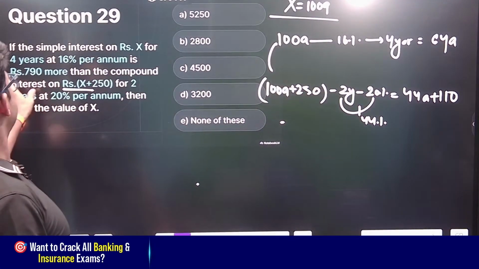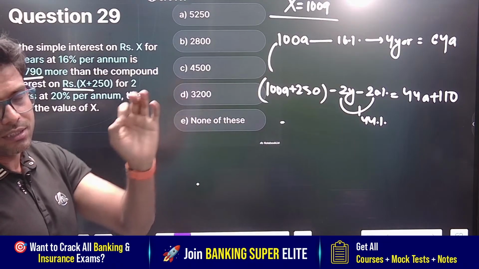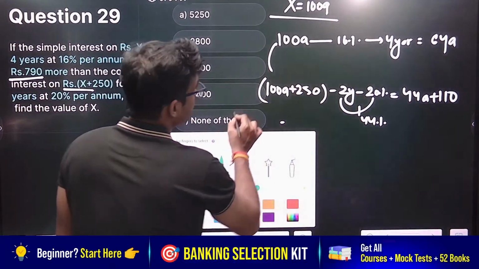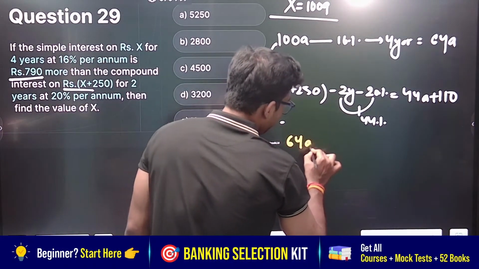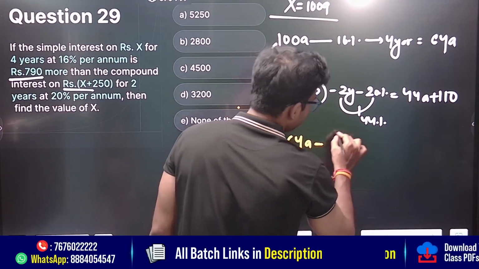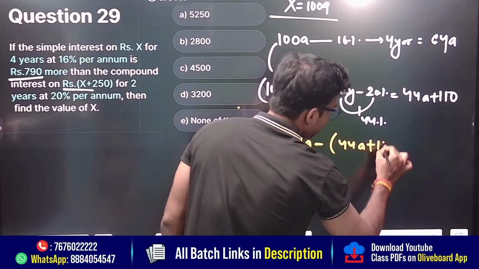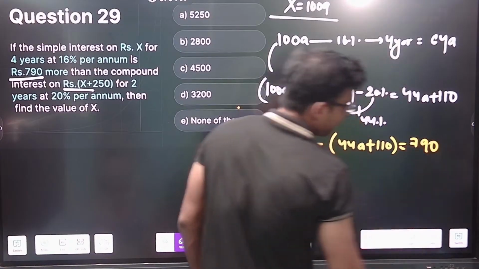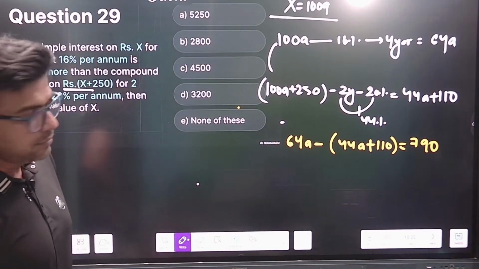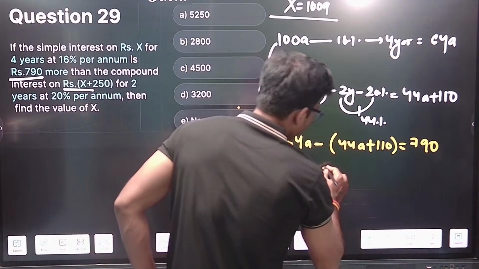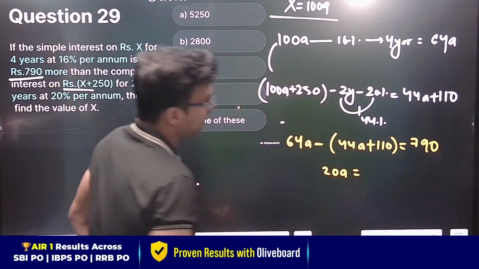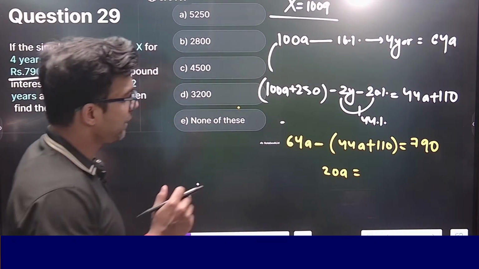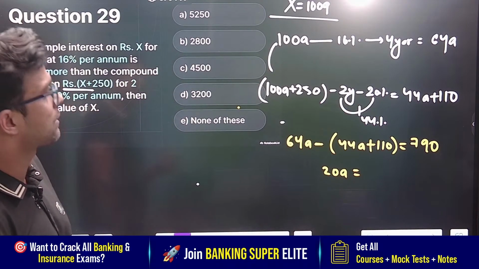Now they're saying that this is 790 more. So basically the point is that 64A minus 44A plus 110, the difference is given to us as 790. Make sense, guys? So basically this gives you 20A is equal to how much? 20A is equal to, that would give you 680, correct?